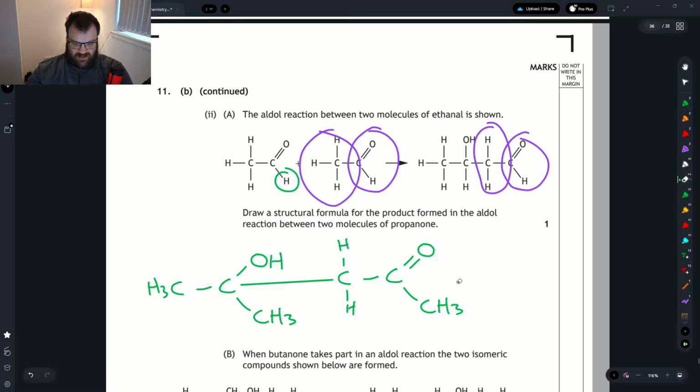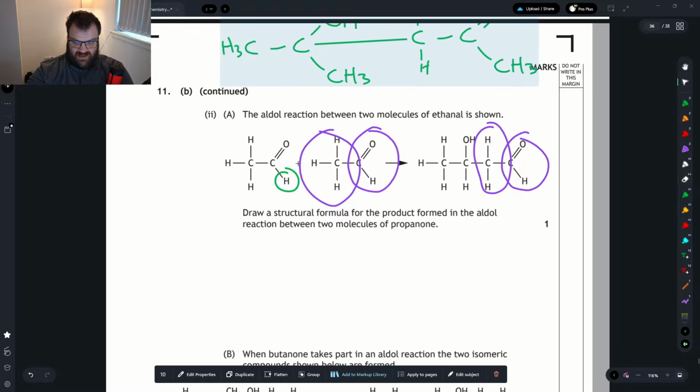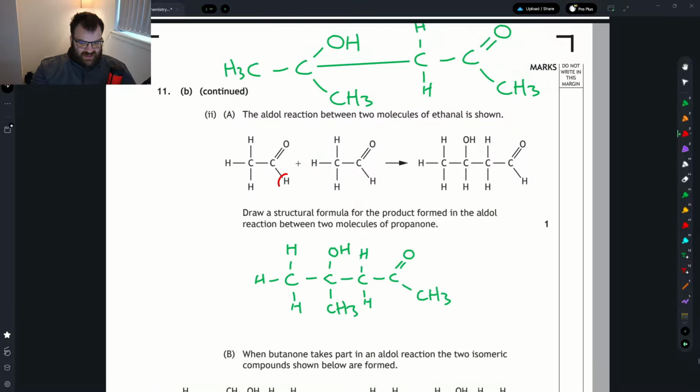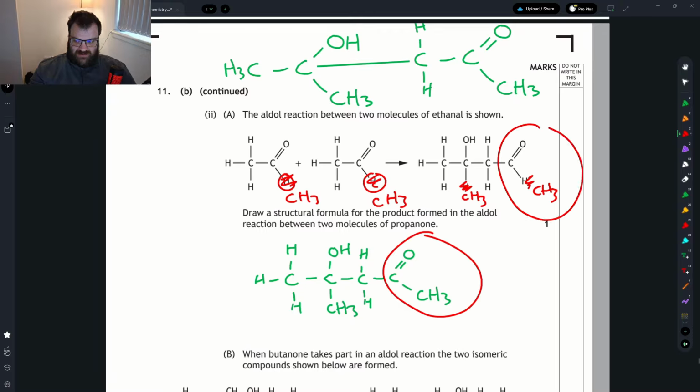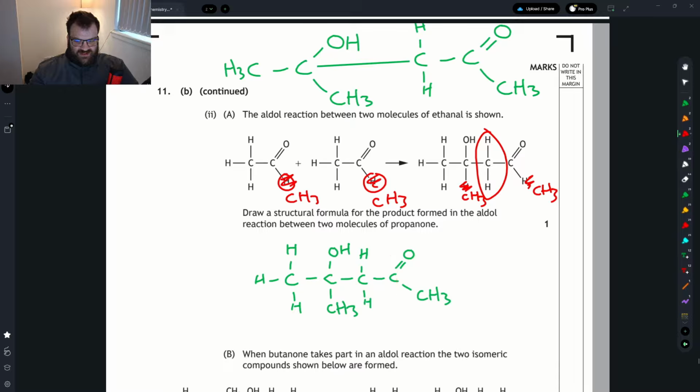I'm going to rewrite this and just tidy it up so it looks a wee bit nicer, and I'll go through it again. Our main difference is that instead of having H's there, we have CH3s in there, which means when it moves across the way, that becomes a CH3 and that becomes a CH3. Now, ignoring the connectivity just now, I have got C double bond O to CH3. I've got a C with 2 H's. I've got my OH with the CH3, and I've got my CH3 on the end. So that would be my answer for that one.